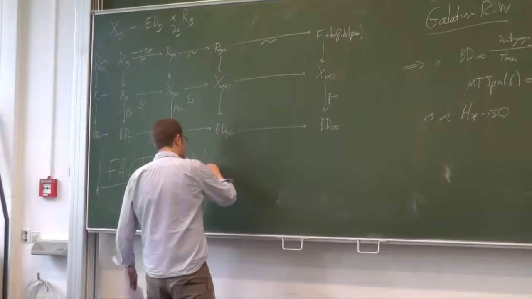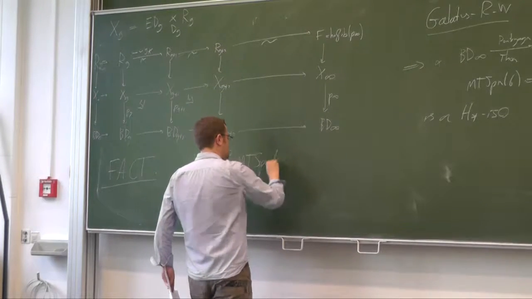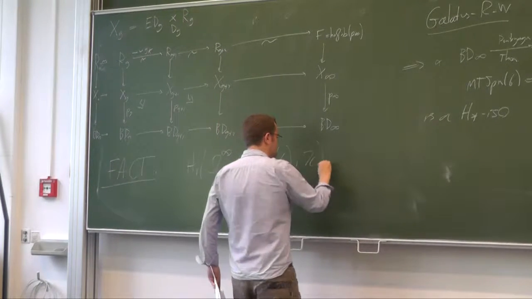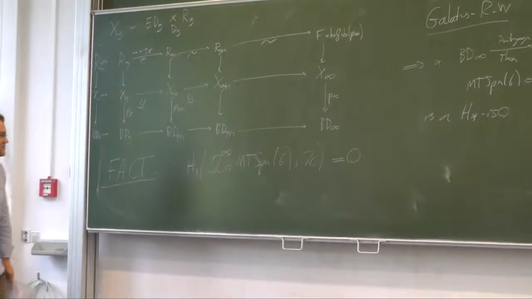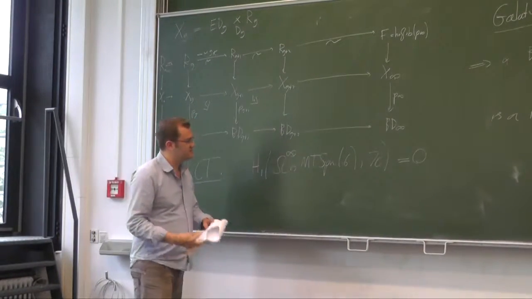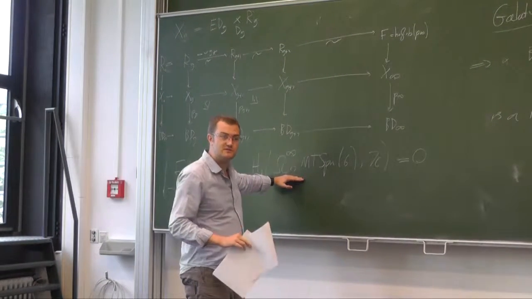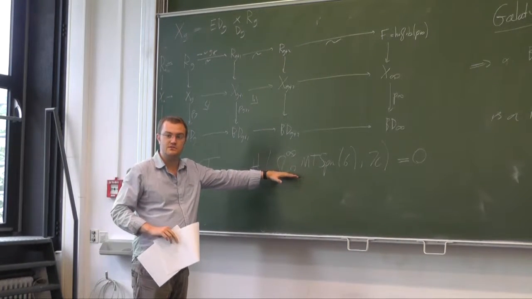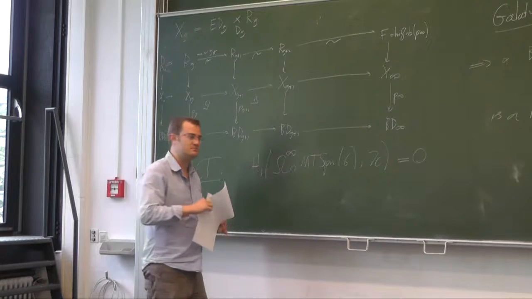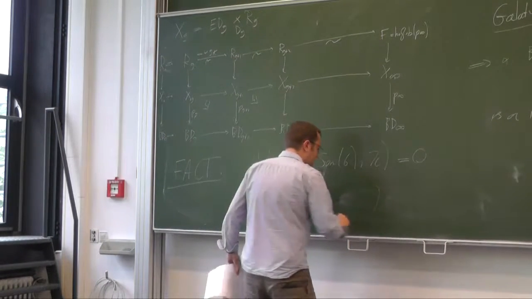H1 of the right-hand side space, Ω^∞ 0 MT spin 6, with integral coefficients is 0. That is a fact that I'm asserting for you, and let me just relate it to a similar fact. So it's H1 of an infinite loop space. Okay? So it's an infinite loop space, so its π1 is already abelian. So H1 is the same as π1 by H. This is π1 of the same thing.